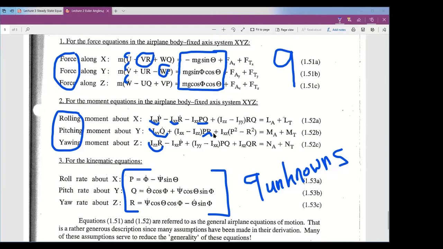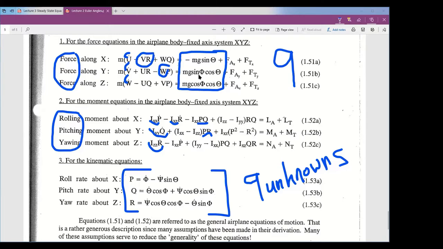And we talked about this in 514. You can't Laplace those kind of terms. Laplace transforms only work on linear terms. And so just like in 514, we're going to linearize these equations of motion. These are nonlinear. They're hard to solve. Not only that, but we have sines and cosines. Those are definitely nonlinear as well.